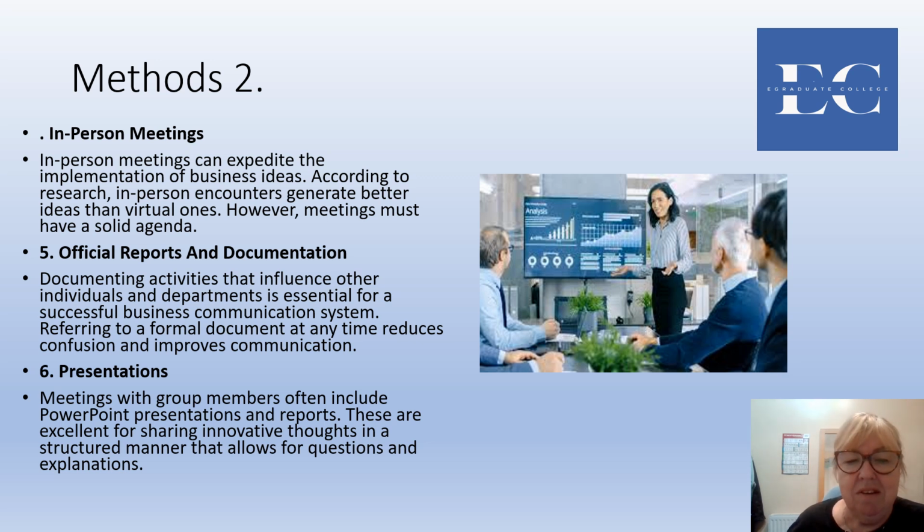Okay, number 5, we're looking at official reports. So documenting activities that influence other individuals, it's really essential that a report is written up. A formal document is really helpful. So you usually go into a meeting with senior management. If you've written a report beforehand and circulated it to them, you can ask people to refer to things. You don't have to explain every single thing because hopefully they've read it. So it does reduce confusion because it means they can check something up if they didn't understand it.